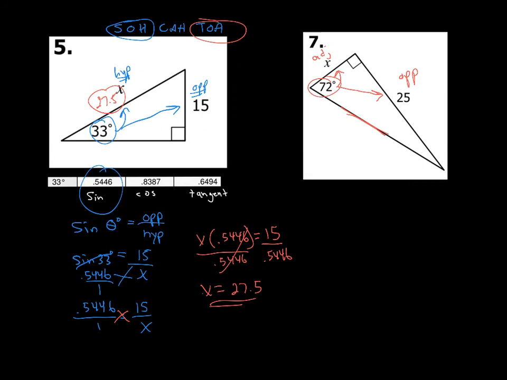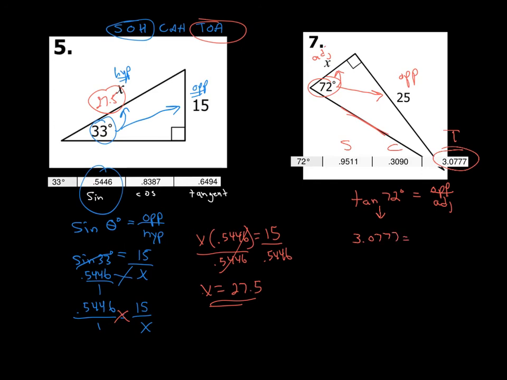And again, I get this from my SOHCAHTOA acronym. So my tangent of 72 degrees is equal to the opposite side over the adjacent side. And so the tangent of 72 degrees, we'll have to get that from the table of values. All right, and that's this last one here. It's always, again, sine, cosine, tangent. So tangent of 72 degrees is equal to 3.0777 is equal to the opposite side, which was 25, divided by the adjacent side, which is x.